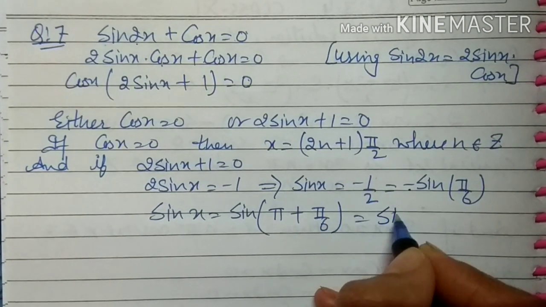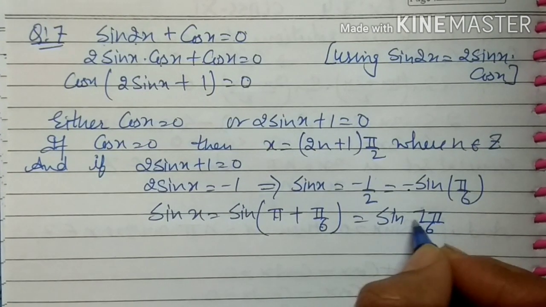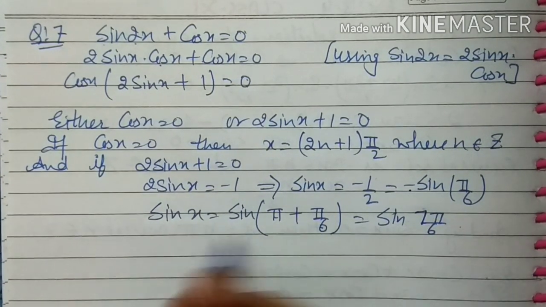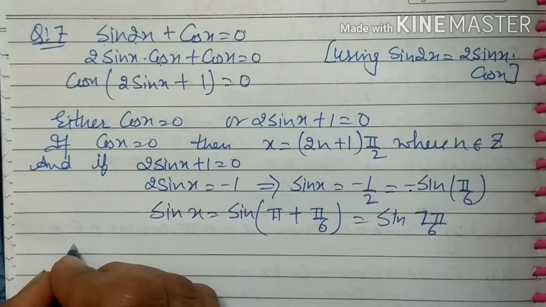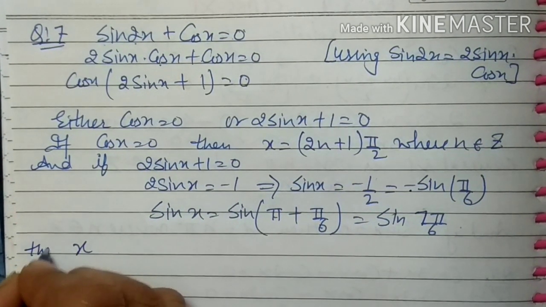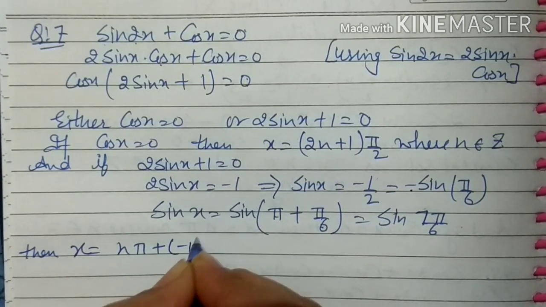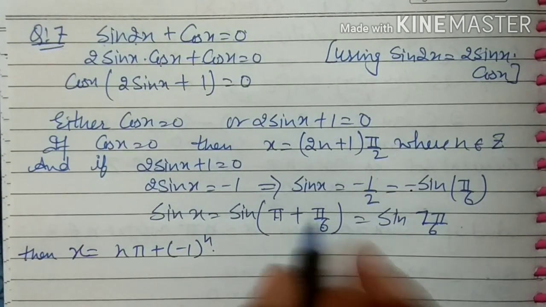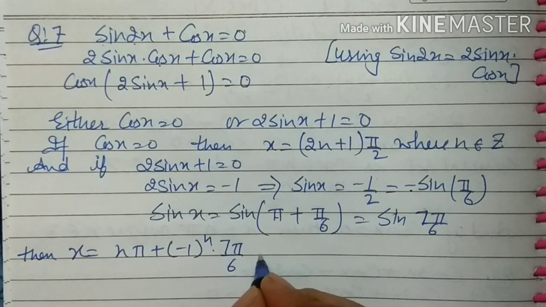That is equal to sin of 6 pi plus pi. After taking LCM and solving it, we get sin 7 pi by 6. We know the formula: if sin x equals sin y, then x is equal to n pi plus minus 1 power n into y, that is 7 pi upon 6. So this is our answer.